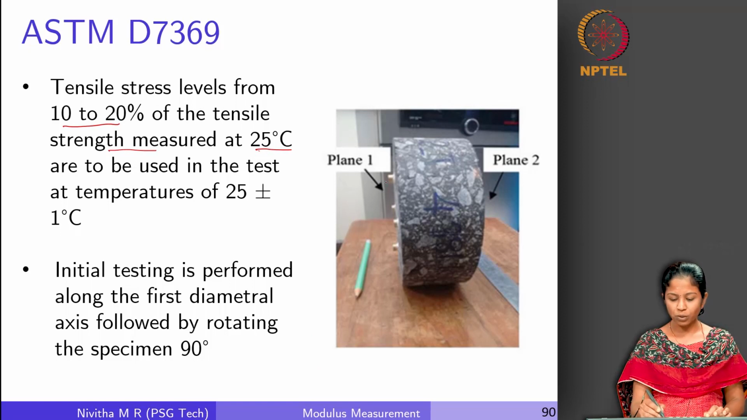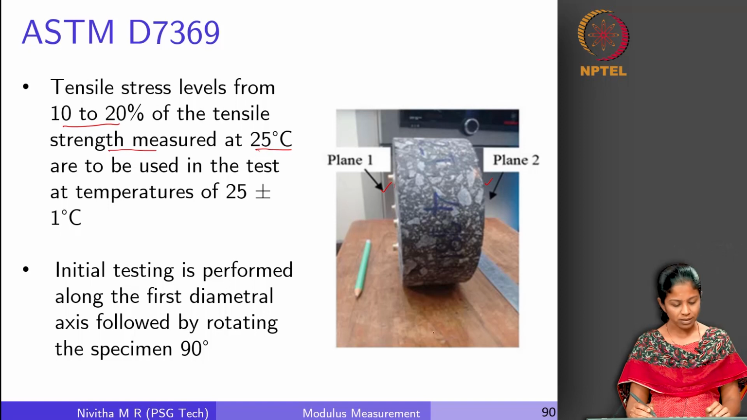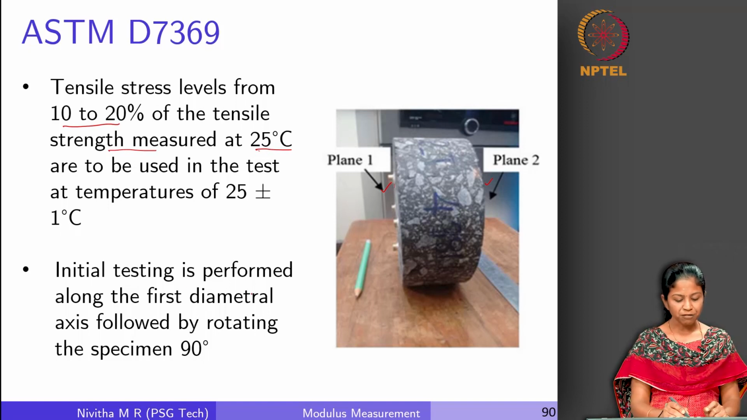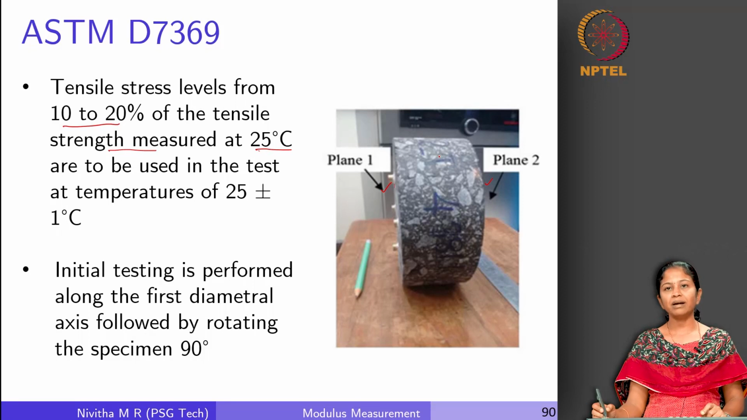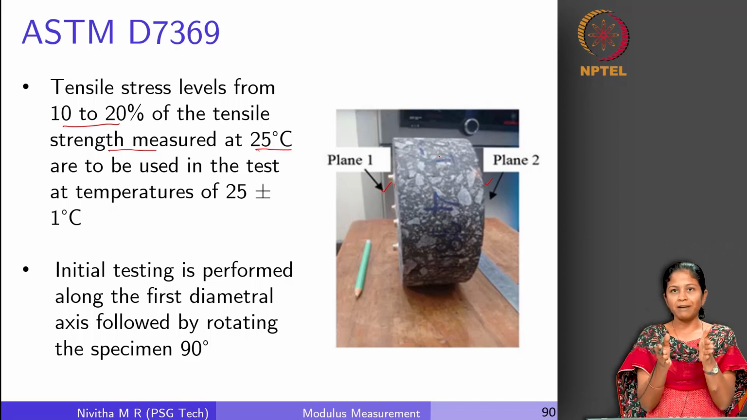So, you can see, as I told here, we have this plane 1, the opposite side plane 2, and we have fixed these gauge points, and then we will be mounting the LVDTs on this. The initial testing is performed along the first diametral axis, followed by a 90-degree rotation, and then we repeat the same test. So, now if you think, how many measurements are we going to make on this sample in total, right? We said we have two planes for a given position.